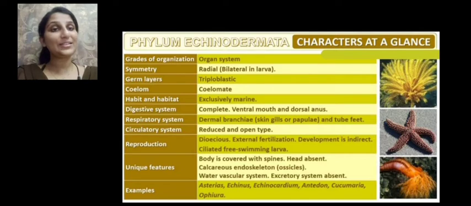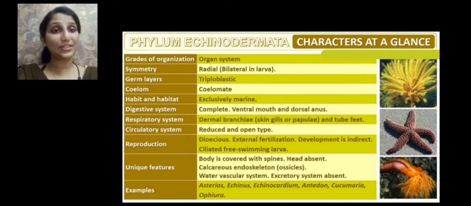And the circulatory system is highly reduced and open type. And reproduction, they are dioecious. External fertilization, development is indirect, in which the larvae is free swimming and is having cilia. And unique features are that the body is covered by calcareous ossicles which form the endoskeleton.